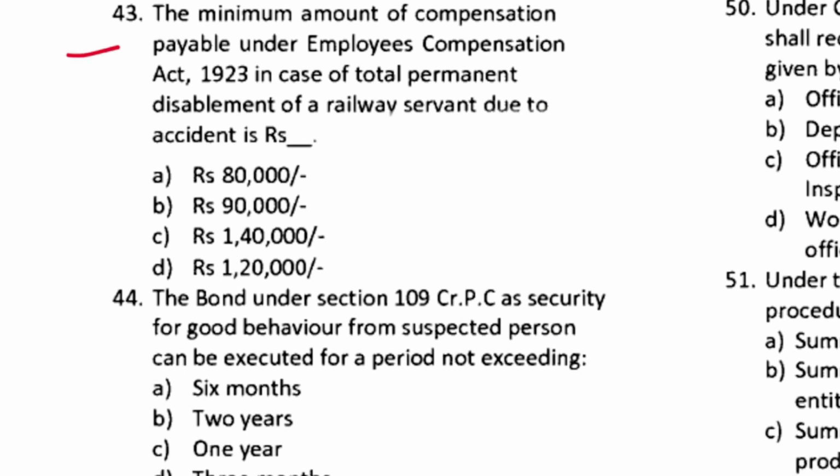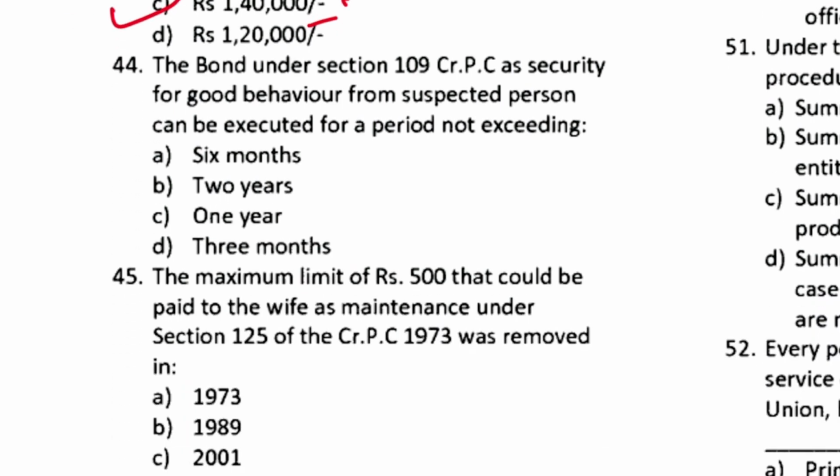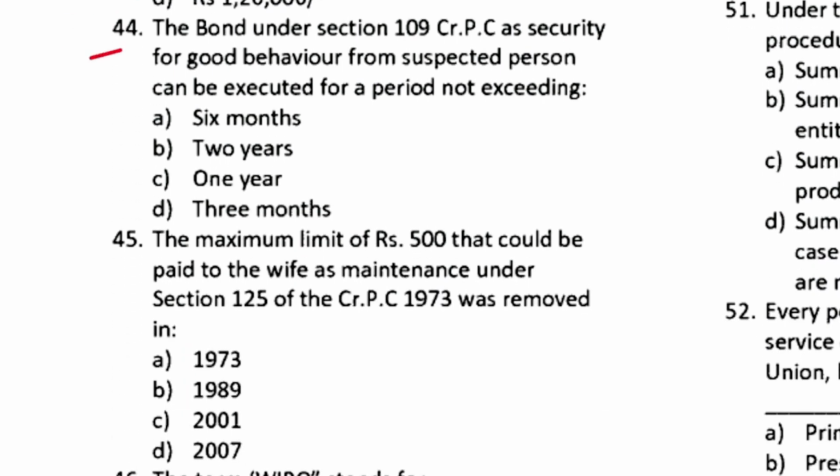Next 43. The minimum amount of compensation payable under the Employees Compensation Act 1923 in case of total permanent disablement of a railway servant due to accident is rupees 1,40,000. C is the answer. Next 44. The bond under section 109 CrPC as security for good behavior from a suspected person can be executed for a period not exceeding 1 year. C is the answer.